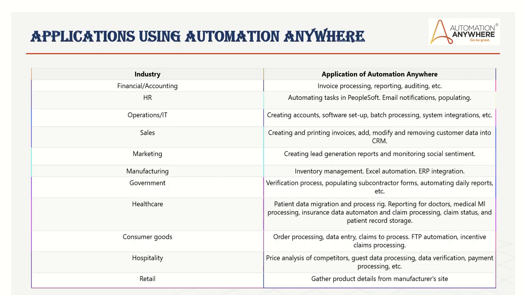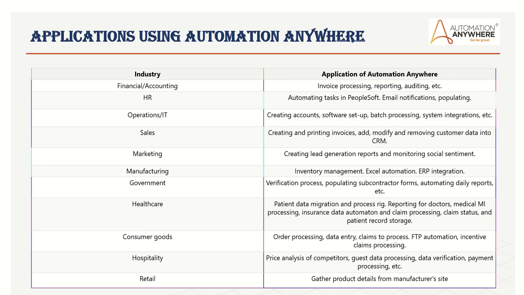Now moving toward the next question: what are the applications using Automation Anywhere? You can see on my screen a few things I have mentioned as per the industry and what exactly Automation Anywhere works on. In finance and accounting, it majorly works for invoice processing, as in day-to-day life a lot of invoices are processed by humans. Automation Anywhere has the feasibility to process those invoices.